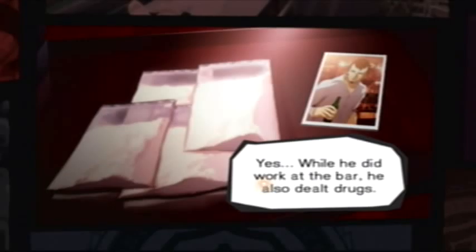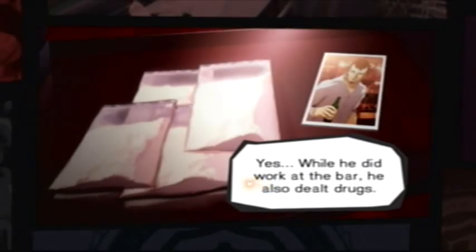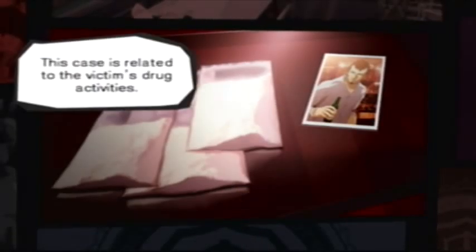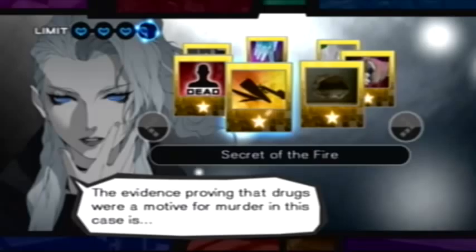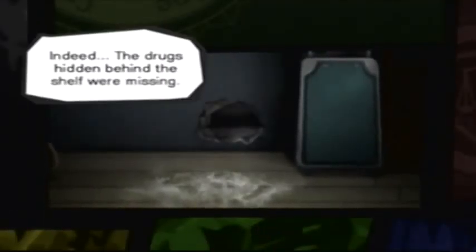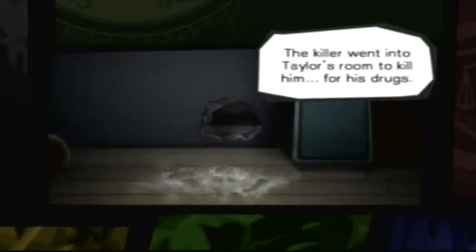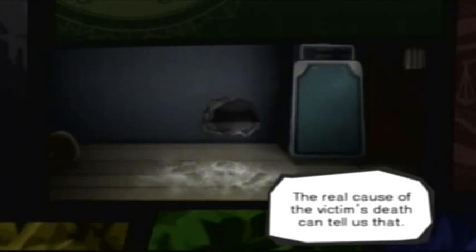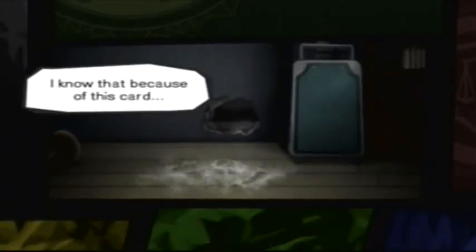Yes, while he did work at the bar, he also dealt drugs. This case is related to the victim's drug activities. The proof of that is on this card. Indeed, the drugs hidden behind the shelf were missing. The killer went into Taylor's room to kill him for his drugs. The real cause of the victim's death can tell us that. I know that because of this card.